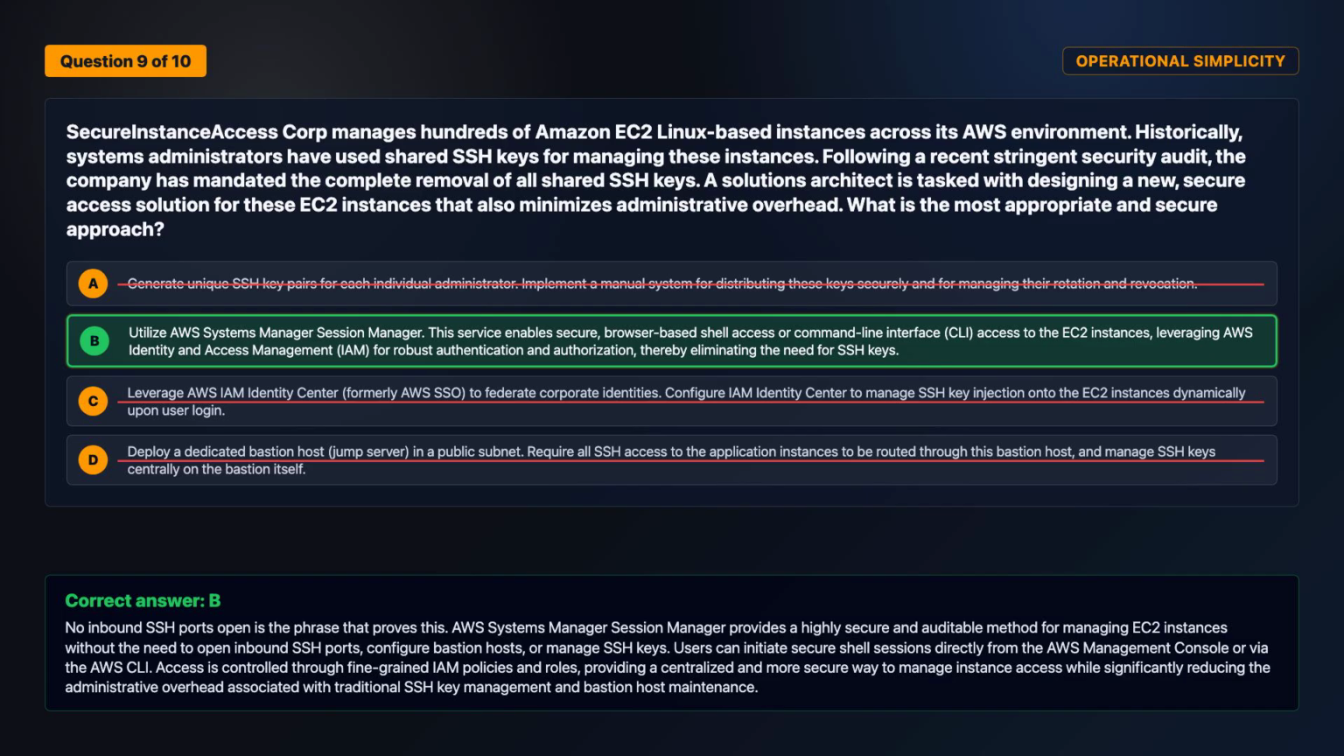Users can initiate secure shell sessions directly from the AWS Management Console or via the AWS CLI. Access is controlled through fine-grained IAM policies and roles, providing a centralized and more secure way to manage instance access, while significantly reducing the administrative overhead associated with traditional SSH key management and Bastion host maintenance.